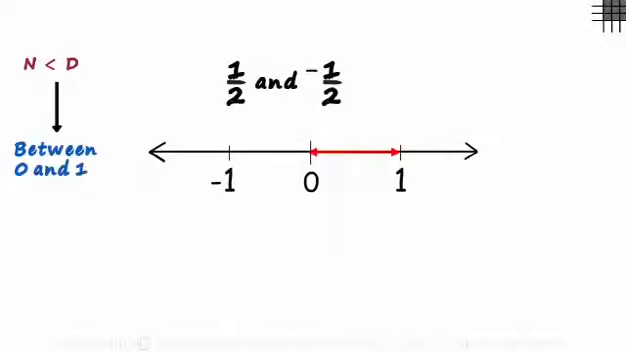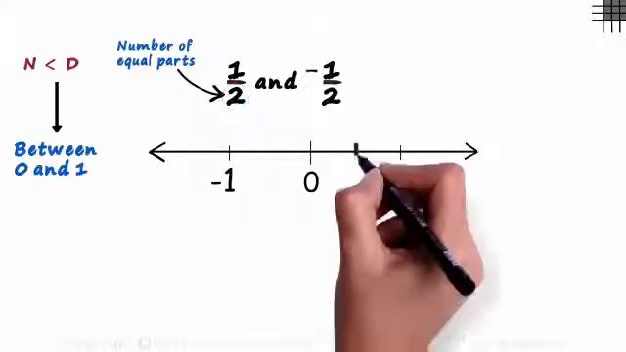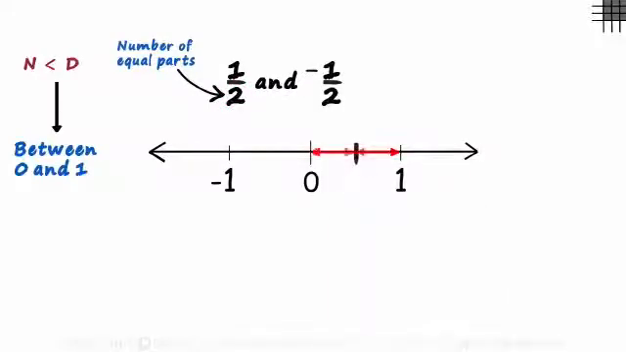Now we divide the length between 0 and 1 into equal parts. How many equal parts is the question? The denominator tells us the number of equal parts. The denominator is 2, so we divide it into 2 equal parts. This line divides this region into 2 equal parts. But what does the numerator tell us? It tells us the number of parts starting from 0. The numerator is 1, and therefore we take one part from 0 and mark 1 by 2 here.